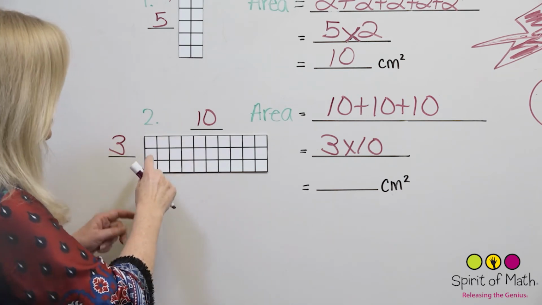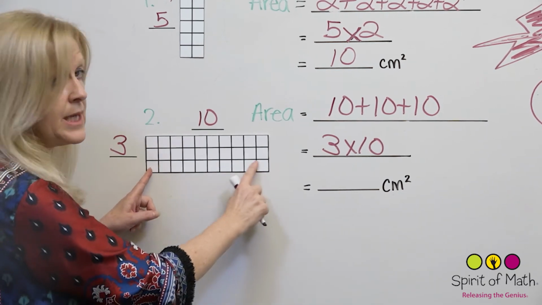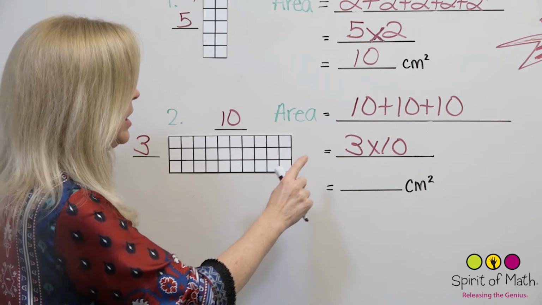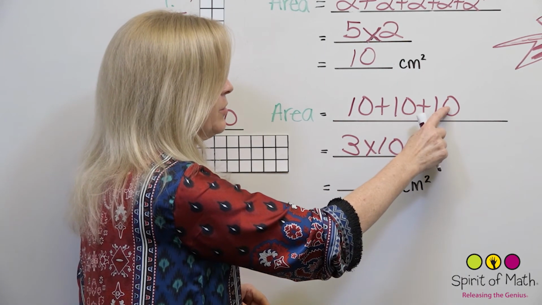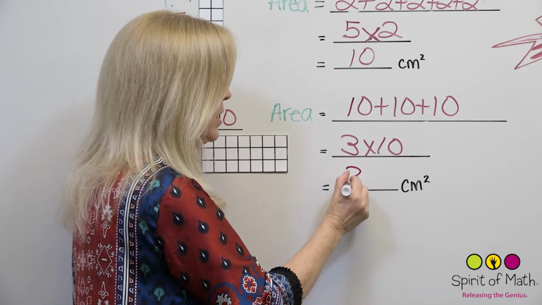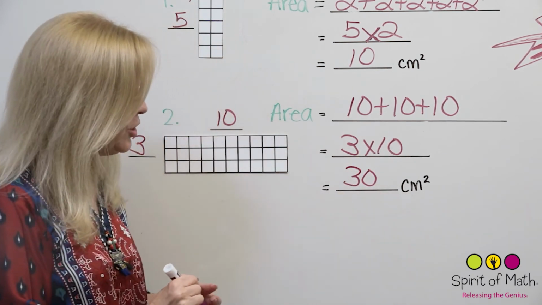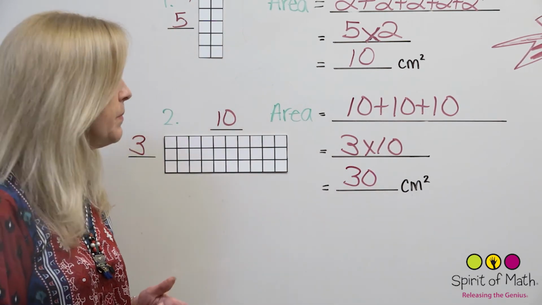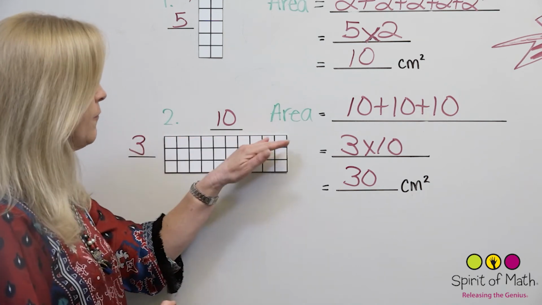And notice you've got 10 plus 10 plus 10. And you can count them all out. So that's 10, 20, 30. And you know that 3 times 10 is 30. So that's how you measure the area, by going how far up and how far over.